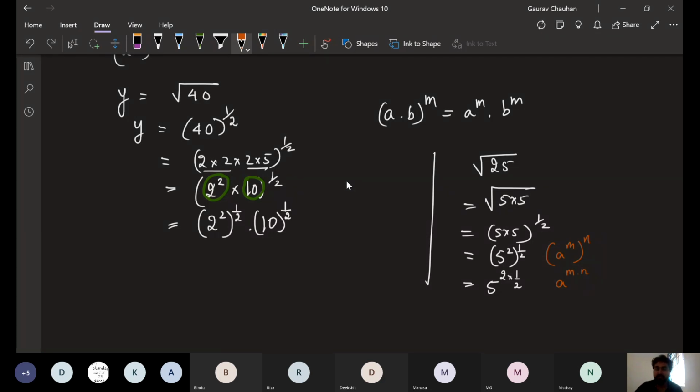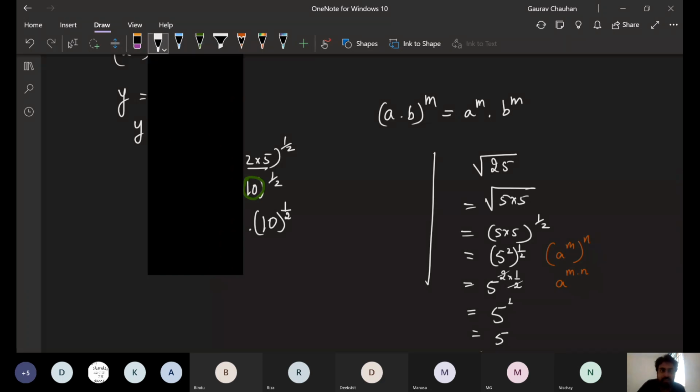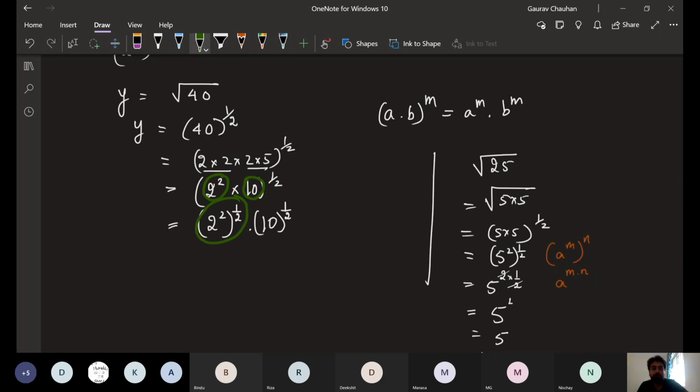So because of this, I'm writing this. Tell me now, MG, what will this become? 5 power 2 by 2. 2 by 2 is what? 1, right? That's basically 5 only. So this thing will basically become 2. I'm going to just demonstrate once again. 2 raised to the power 2 into 1 by 2 into 10 to the power 1 by 2. So this and this get cancelled. It's basically 2 into 10 to the power 1 by 2. That's basically 2 root 10.